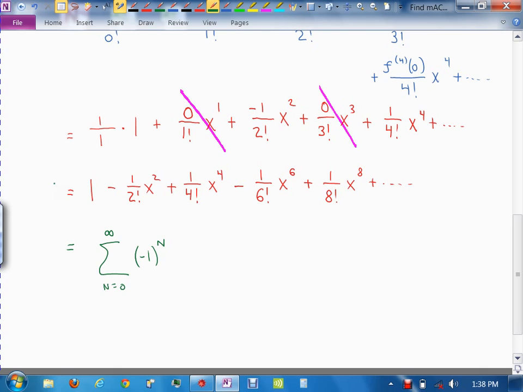X squared, x to the fourth, 6, 8. They're all even numbers. How do we get even numbers? 2n, right? But we need our first power on x to be what? Right here, 1 is x to the what? 0, right? That's x to the 0 here. So 2 times 0 is 0. So we should be able to put in here for the power what? x to the 2n.